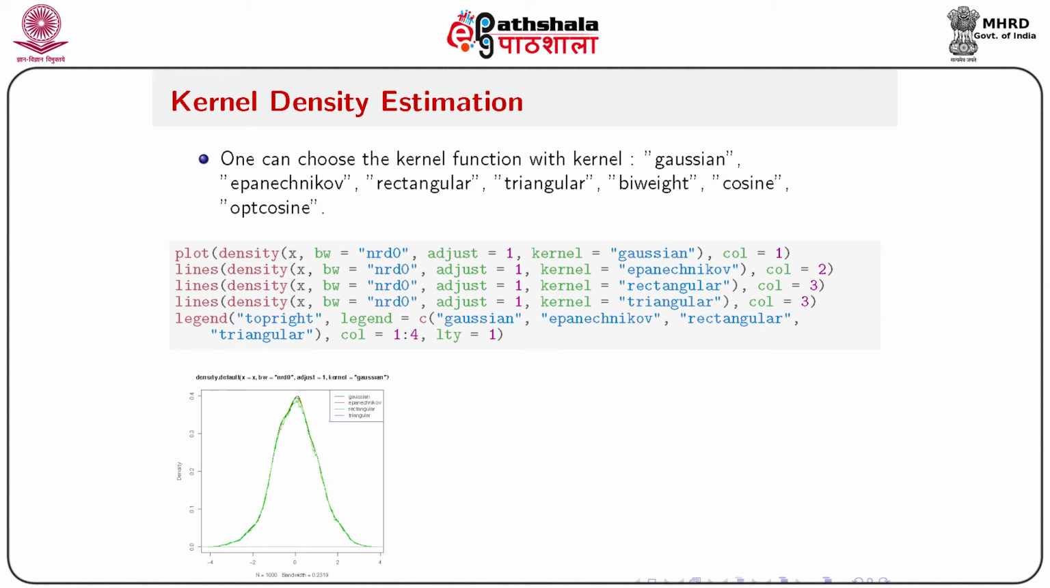One can choose the kernel function: Gaussian, rectangular, triangular, biweight, cosine, optcosine, whatever you want. A lot of choices are there. For further details you can see the help of the density function. Here, instead of Gaussian, we just change to other kernel functions, Gaussian to rectangular to triangular, and that has been plotted here.